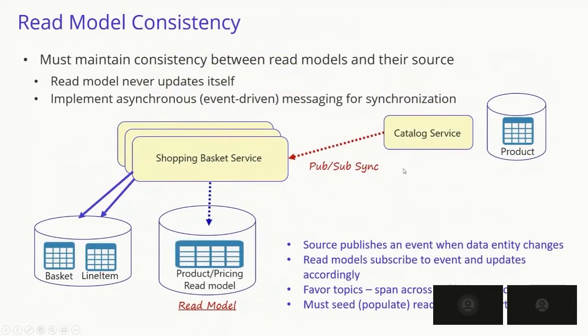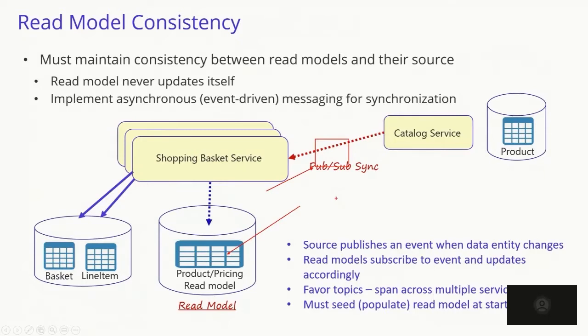So whenever we make a change in product, whether we add a new product or change a product or remove a product, we are going to publish an event to a message broker, maybe right here, and then the shopping basket service is going to subscribe to that event, and when that event happens, it's going to grab it, and at that point only, when it's told to by catalog service, will the shopping basket service update its product data. So again, this is talking about how we keep these things consistent.